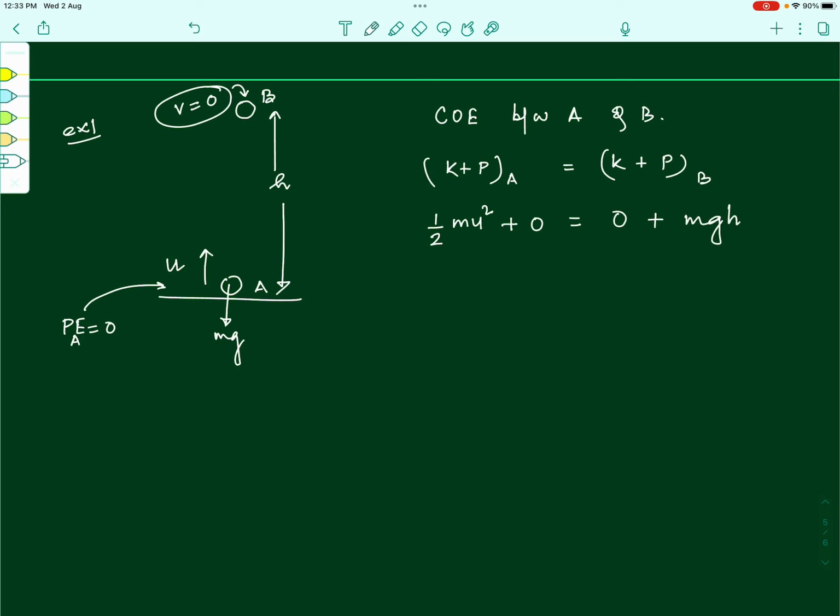The gravitational potential energy of the ball at a height h from the ground is mgh if we have considered the potential energy at the ground to be 0, right? So, this is the expression that we get, and you can directly solve this expression for whatever you want. If you want the value of h, you can write h is equal to u squared by 2g. Right, and that gives you directly the answer in one single equation. It gives you the height, right?